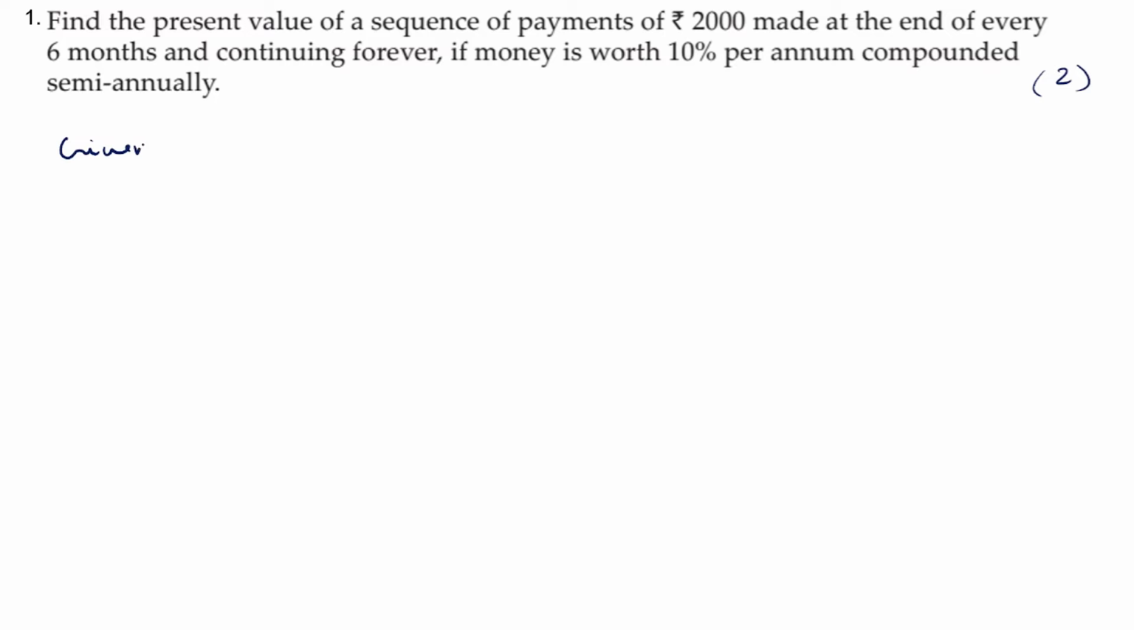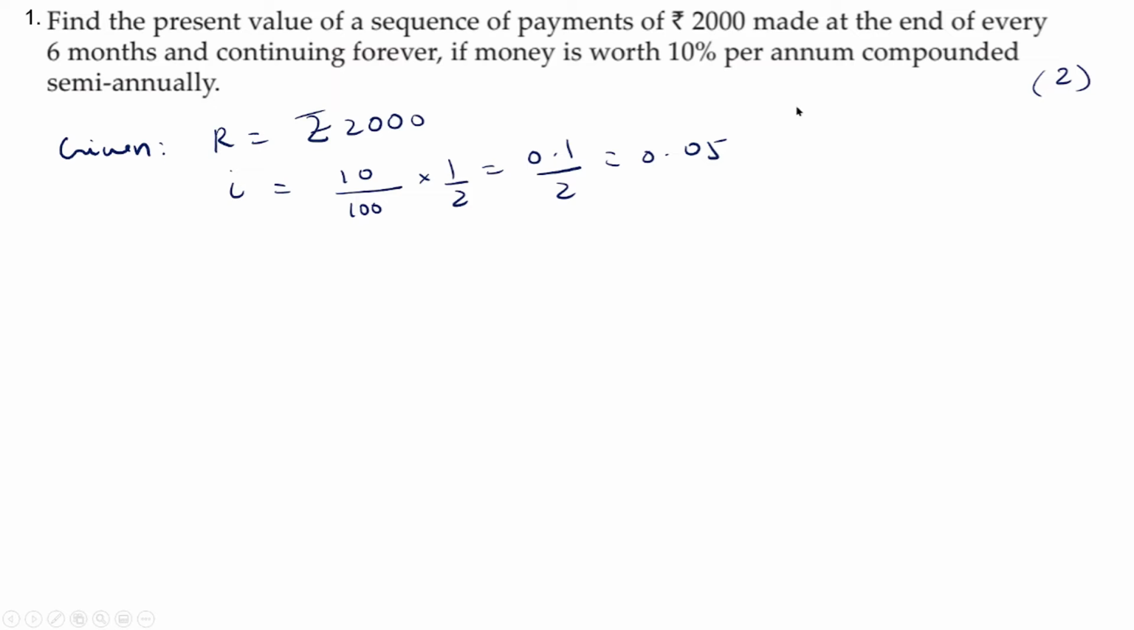So first let us write what is given. R is equal to rupees 2000 and the rate per period I is 10 by 100 into half. So it is 0.1 by 2 or it is 0.05. Here since money is worth 10% per annum which is compounded semi-annually, the rate for every 6 months is given by 10% divided by 2, or 0.1 by 2, which is 0.05.